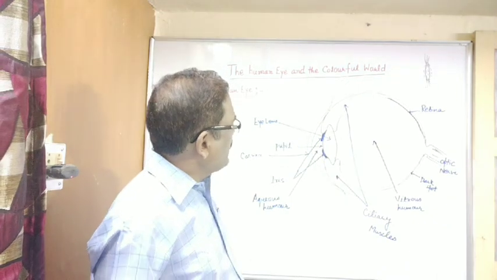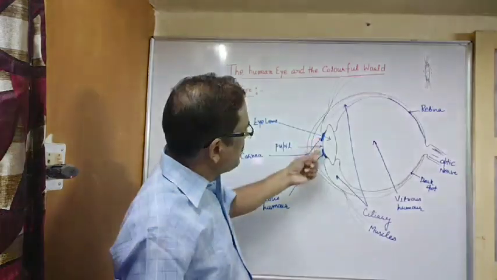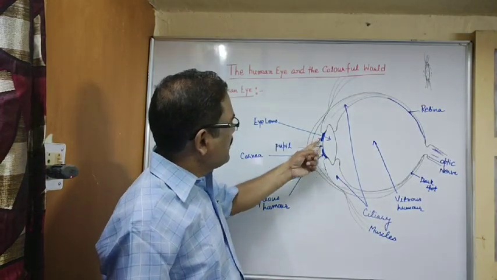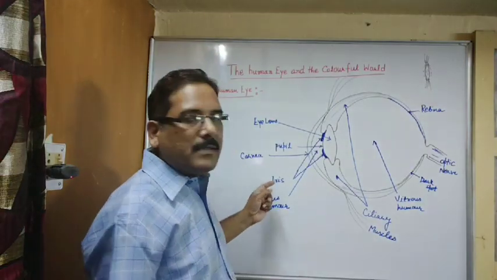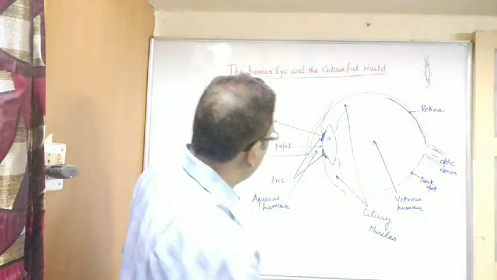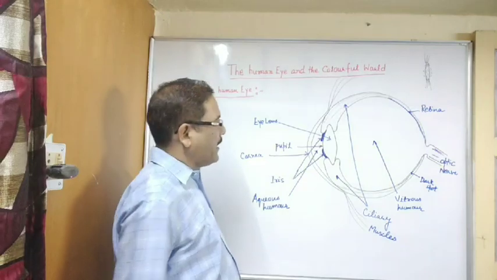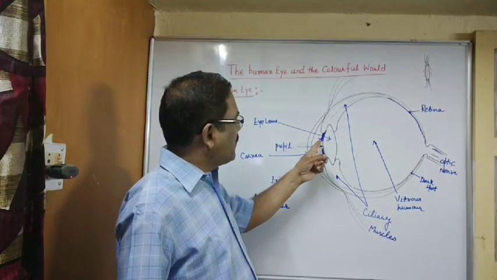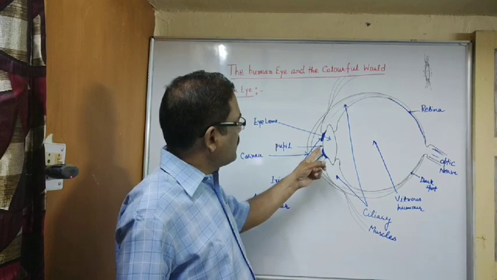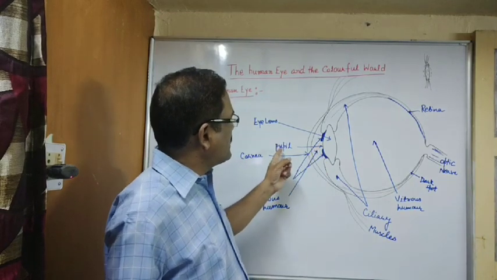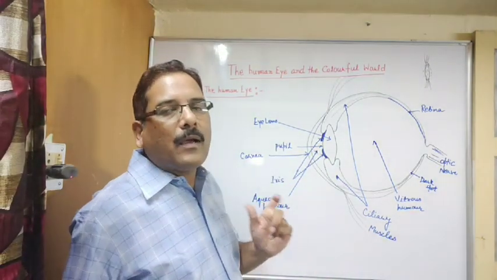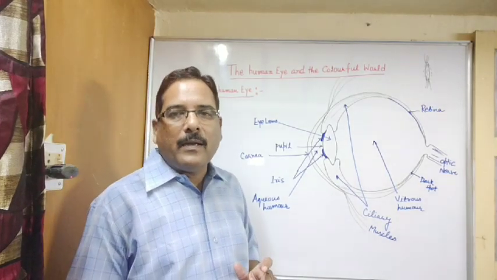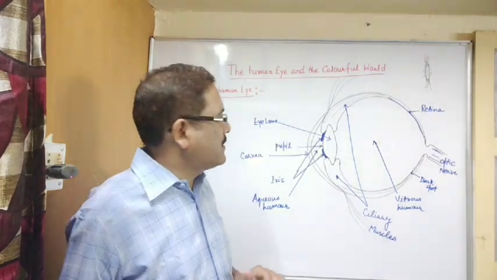Now near the ciliary muscles, we have an assembly of dark muscles. These dark muscles are known as the iris, and there is a small hole at the center of the iris. This hole is known as the pupil. The pupil controls the amount of light entering our eyes.